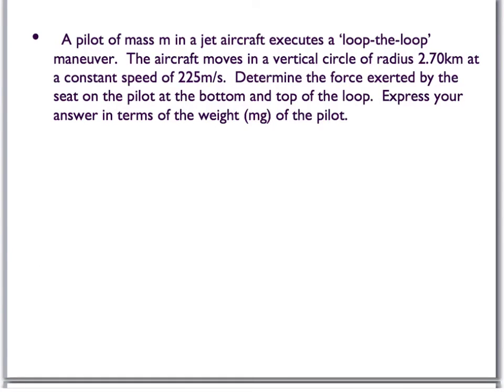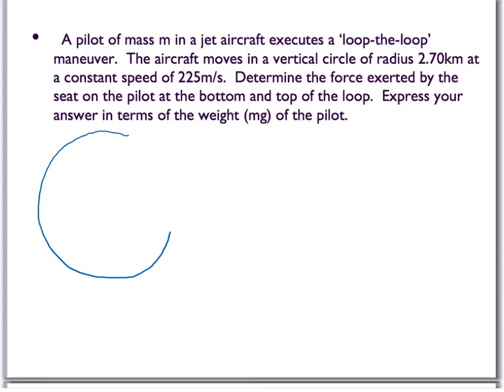Let's look at one more example. Here we have a pilot of mass m in a jet aircraft that executes a loop-the-loop maneuver. The aircraft moves in a vertical circle of radius 2.7 kilometers at a constant speed of 225 meters per second. We want to determine the force exerted by the seat on the pilot at the bottom and the top of the loop, and we want to express our answers in terms of the weight mg of the pilot.